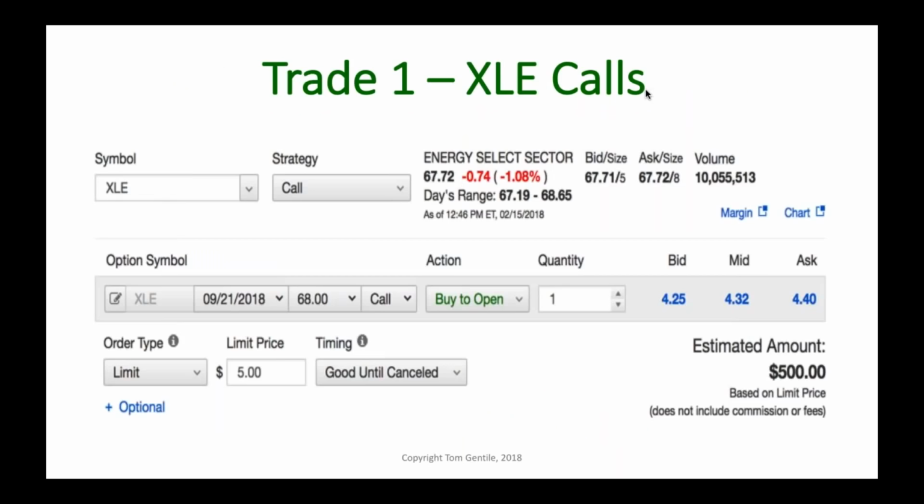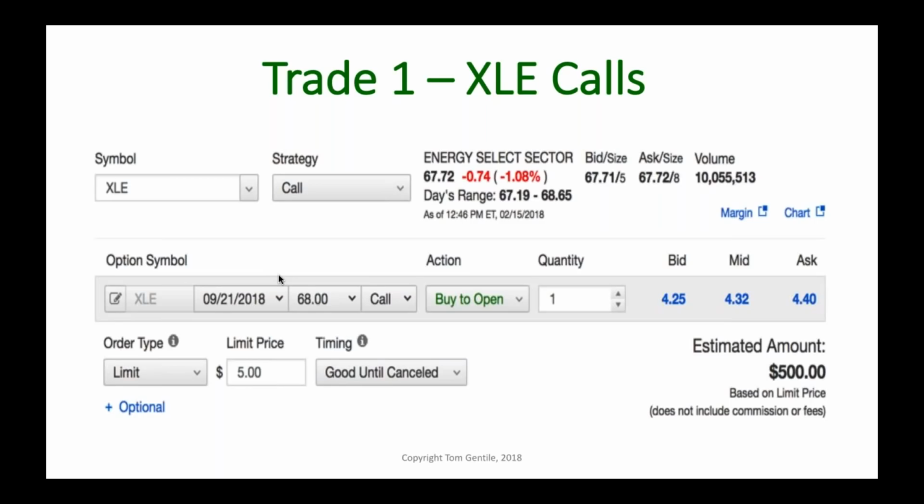So if you look here, this is trade number 1. This is an example using XLE calls. First of all, you're going to see that over here, I have the September options. The reason why is there are no Julys. So I don't want to go shorter term. That doesn't work. I want to go past my time target. That way, in case I'm wrong or in case it doesn't go to that target, I still have plenty of time to get out and take what I can.